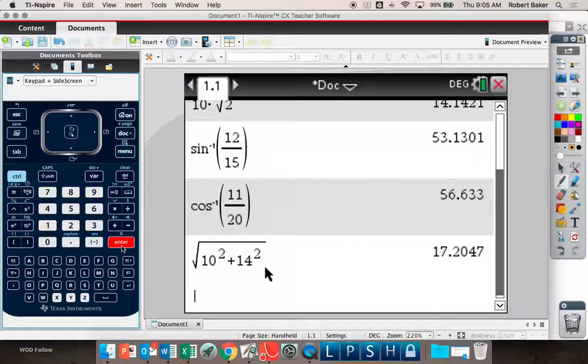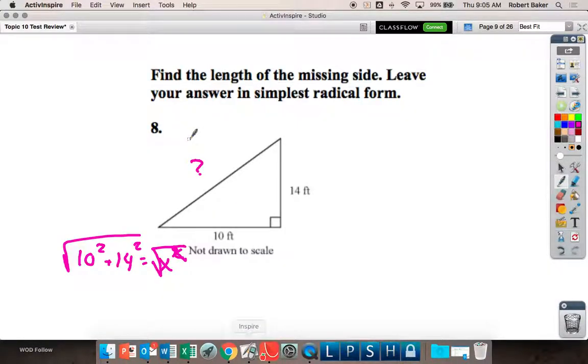Boom. Nearest whole number, 17. Now look at your answer. Does it make sense? Is 17 bigger than both of the legs of that right triangle? Yeah, so it will work. You can even use test-taking strategies and eliminate all the answers that are smaller than 10 or 14. It gives you a better chance at guessing if you're going to be like just a guesser.